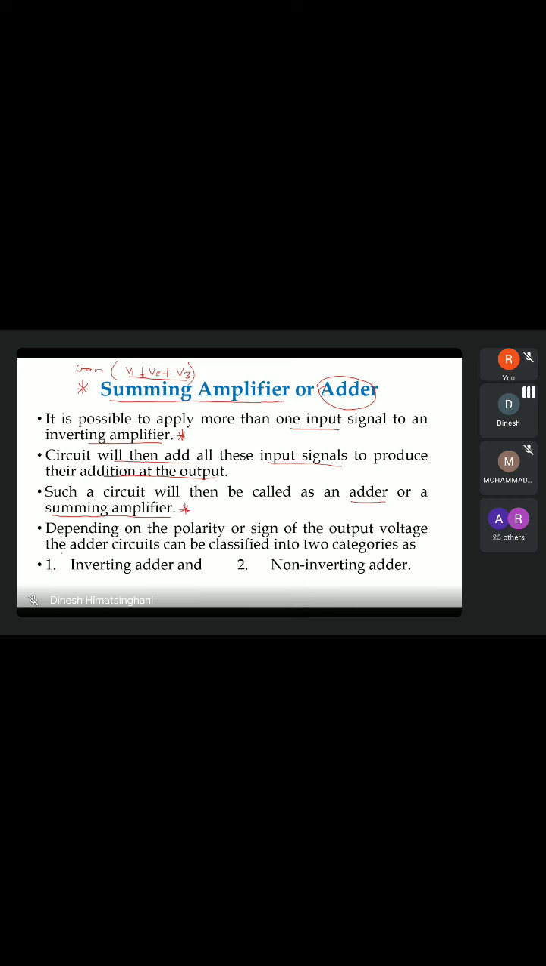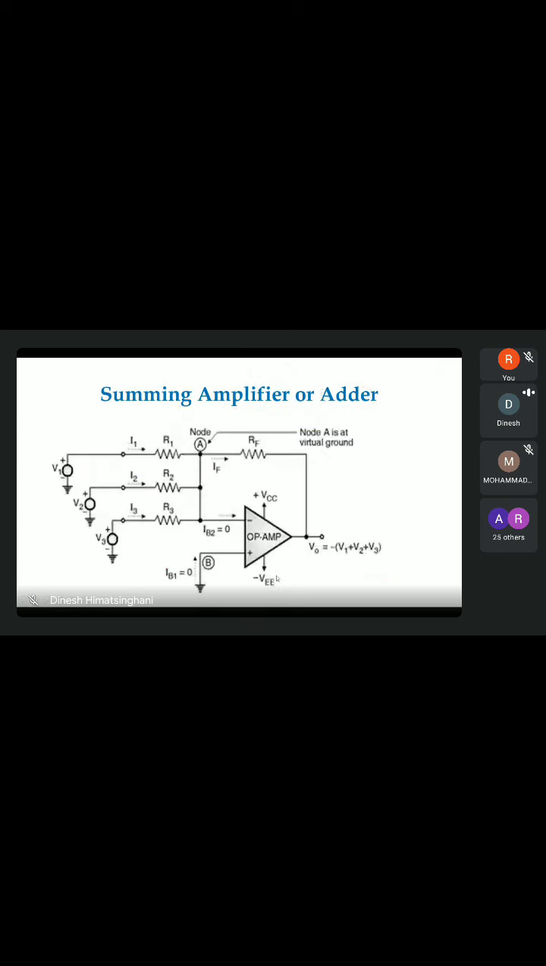Okay. As I told you, you can design it as an inverting adder. You can design it as a non-inverting adder. The circuit that I'm going to show you is the inverting adder. For the non-inverting adder, I will show you the circuit diagram and leave the derivation up to you, or I'll give you some hints on how to do the derivation. But the adder circuit can be classified as inverting and as non-inverting.